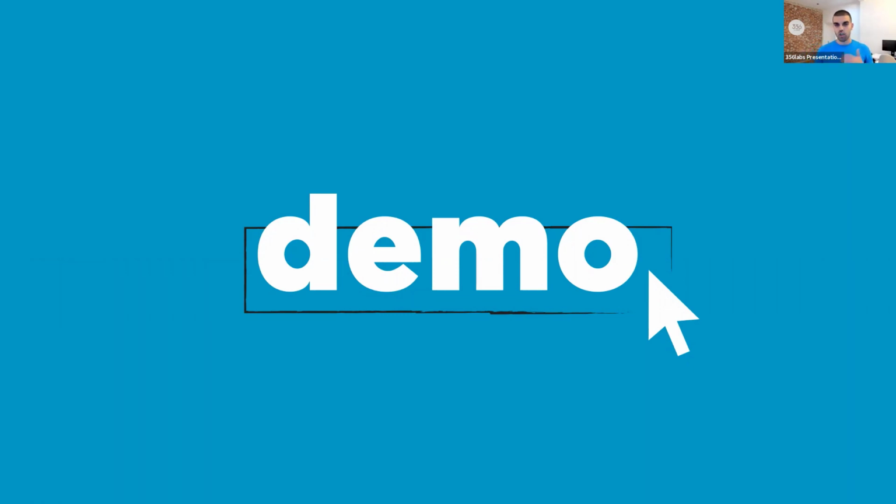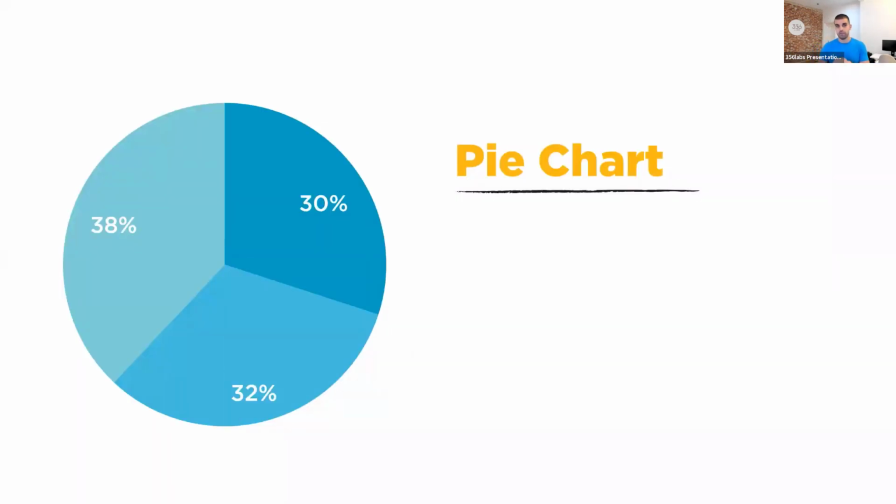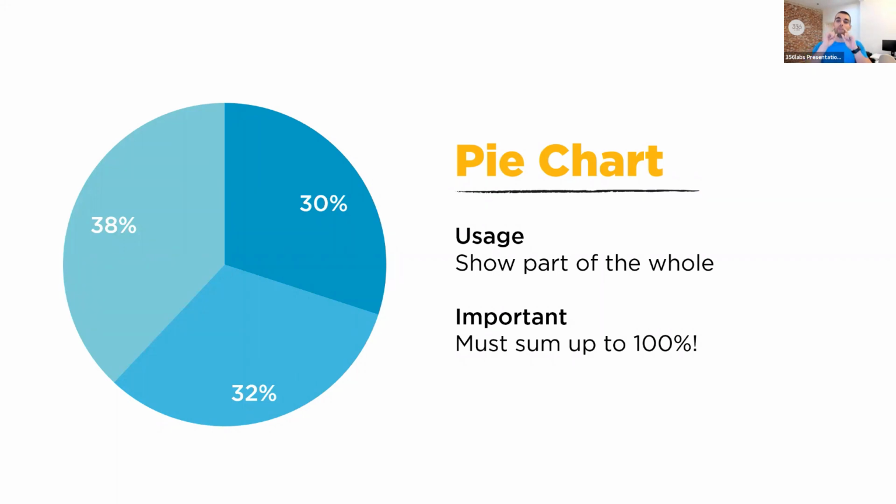Let's talk about what chart types we have on the market, because we have a ton of them. And in this webinar, I want to focus and remind ourselves very briefly of the most basic and known chart types, the ones that our audiences know how to read very, very easily. So let's start with the pie chart. A pie chart, as we already said, shows parts of a whole and must sum up to 100%, as someone already said in this call.